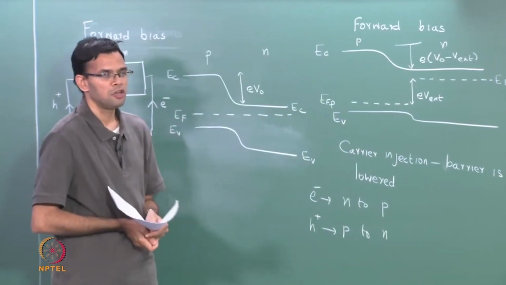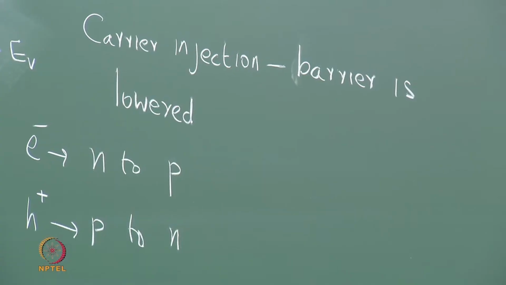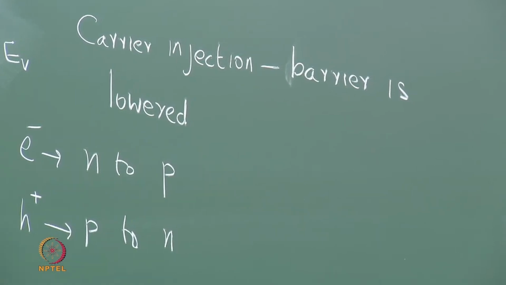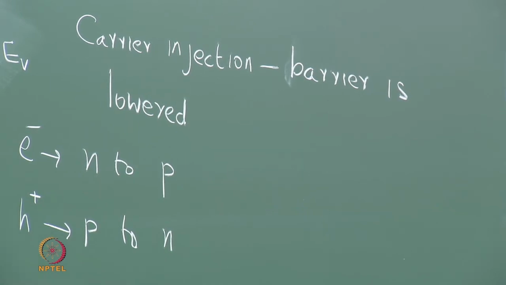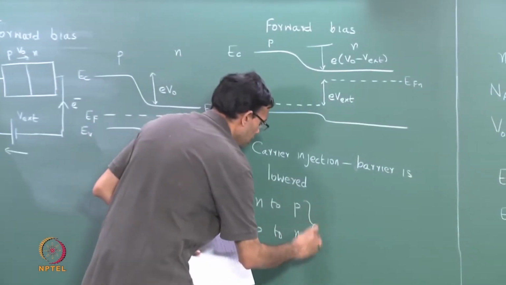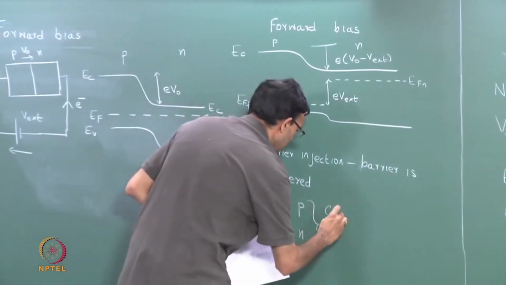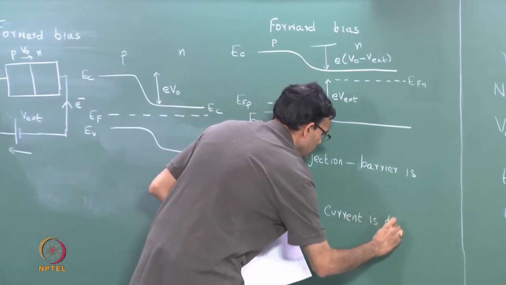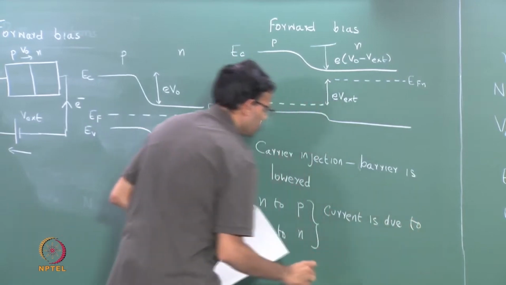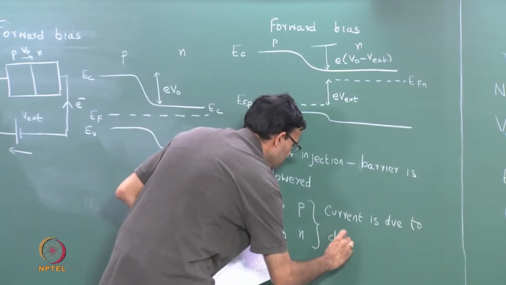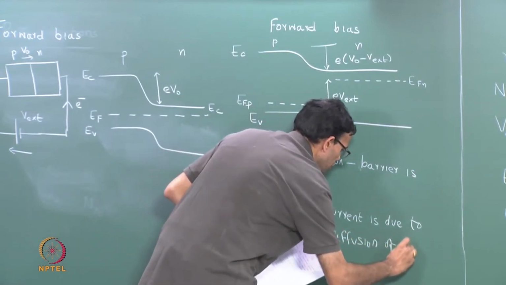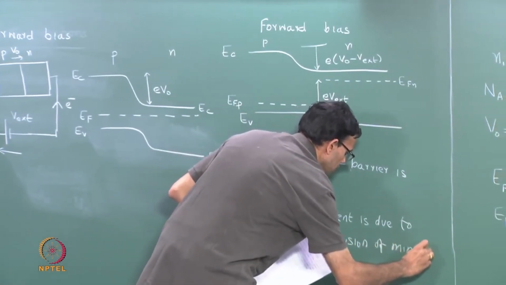So these constitute the current in a PN junction in the forward bias, and electrons are the minority carriers on the P side, holes are the minority carriers on the N side. So what this means is that current is due to the diffusion of minority carriers.